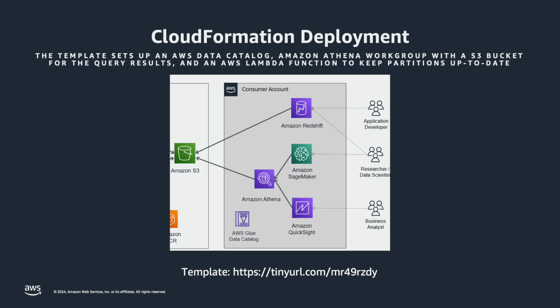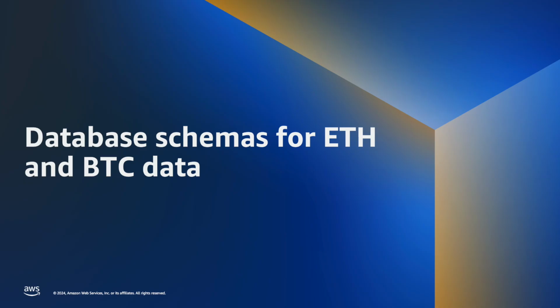If you want to use Redshift, you need to deploy it to US East 2 as Redshift Spectrum doesn't support cross-region access currently. Let's now go over the database schemas for both the Ethereum and Bitcoin datasets. If you would like to see the schemas in more detail, they are included in the GitHub repository that I linked on the references slide just a few minutes ago.